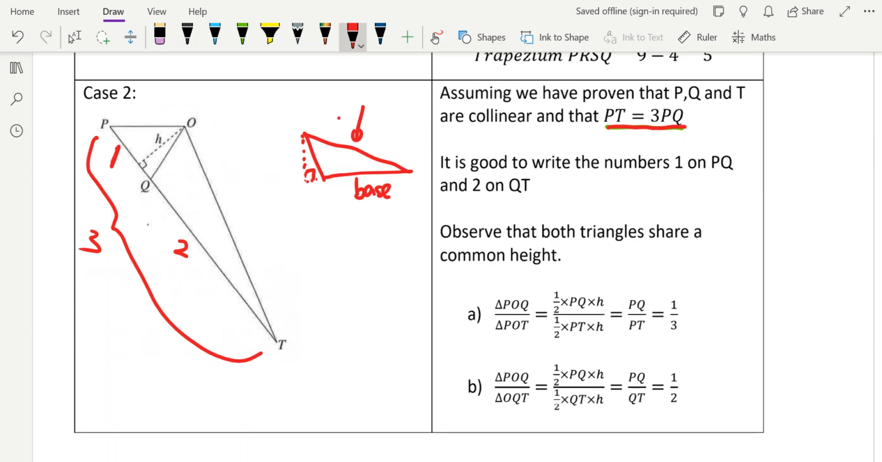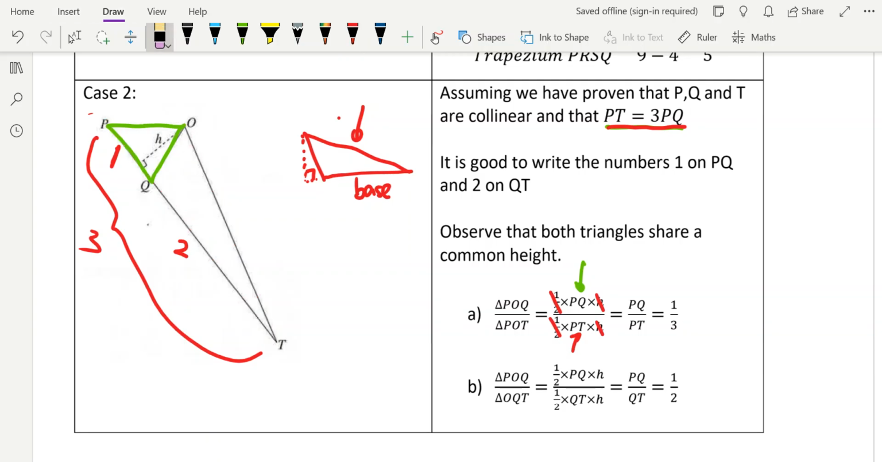So in this case, if you know your similarity and congruency topic very well, then for POQ, I will put POQ in green, over POT in red. They have a common height and an overlapping base. The base of POQ is PQ. The base of POT, the red one, is PT. So you realize that half and half can cancel, height and height can cancel, and it's just the ratio of their lengths, which is 1 over 3.